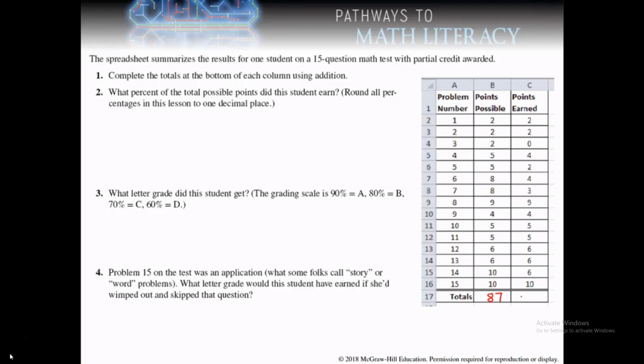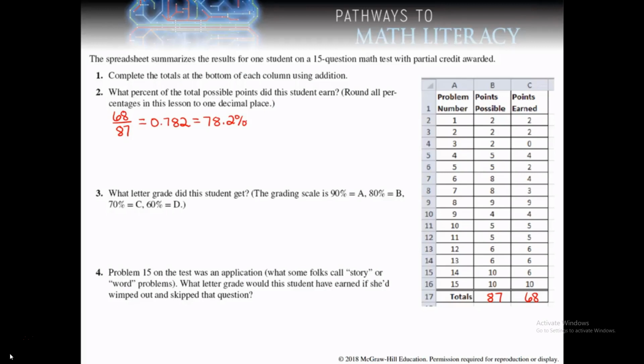In number 2 then, what percentage of the total possible did this student earn? So we'll take 68 and divide it by 87, and that tells us that this student earned 0.782, which is 78.2%. And in number 3, what letter grade is that? Well, on a standard 90, 80, 70 grading scale, that would be a C.